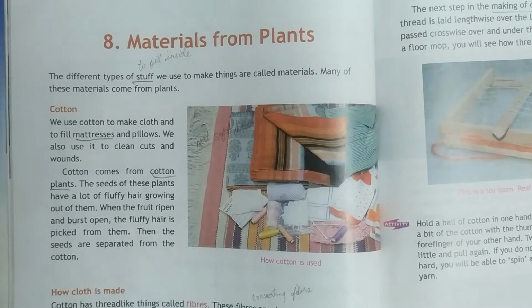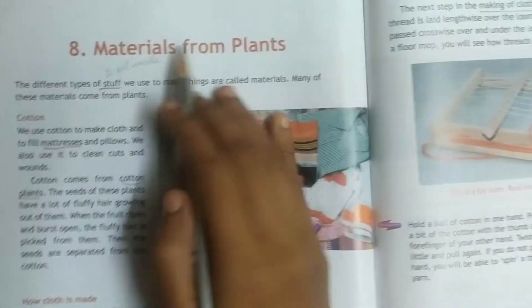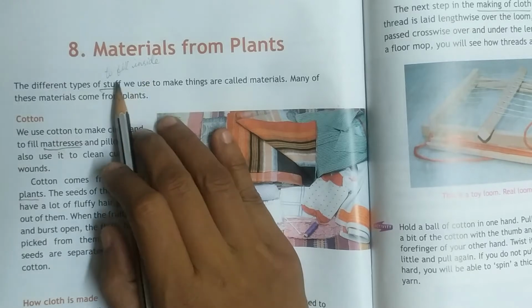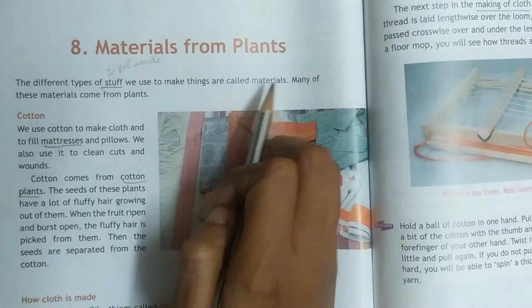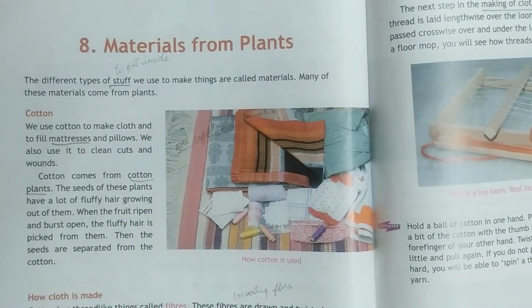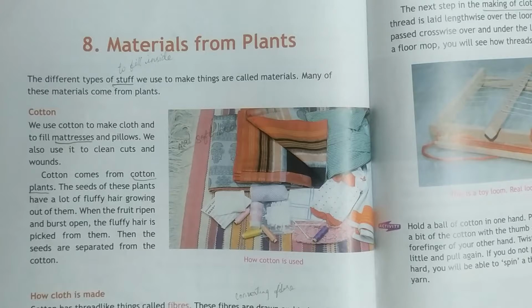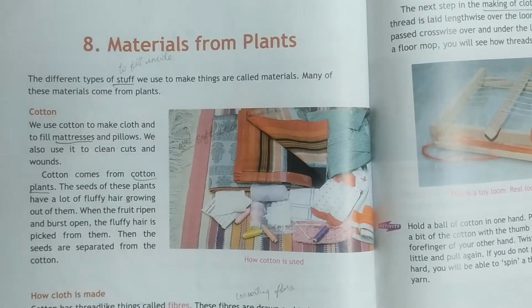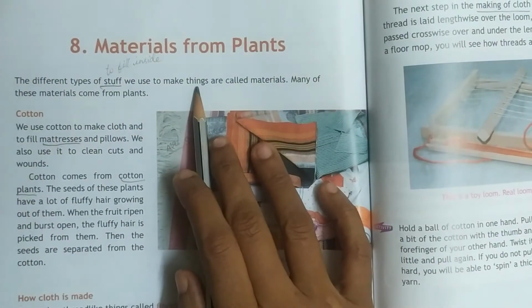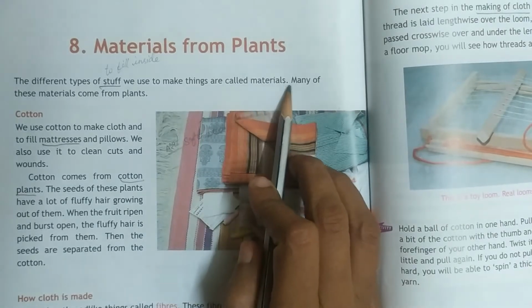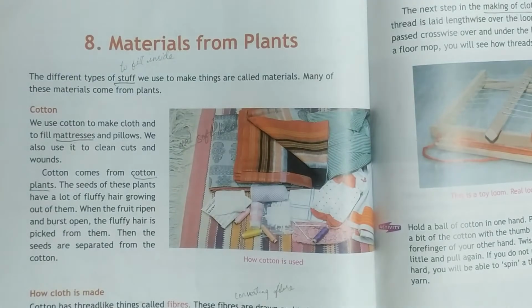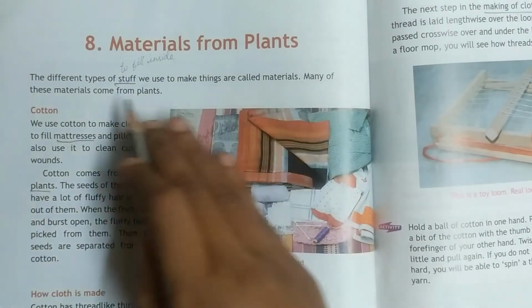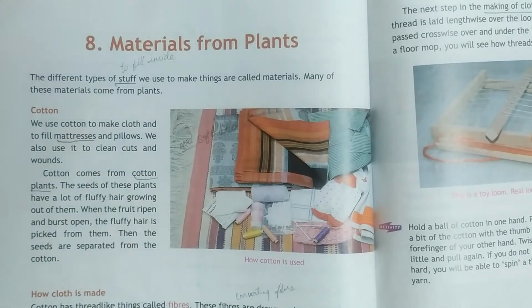Stuff is nothing but the thing that is filled inside. The different types of stuff we use to make things are called materials. Where do these materials come from? They come from plants. Many of the materials come from plants. First we are going to learn about cotton.